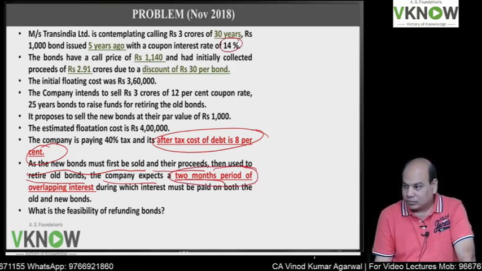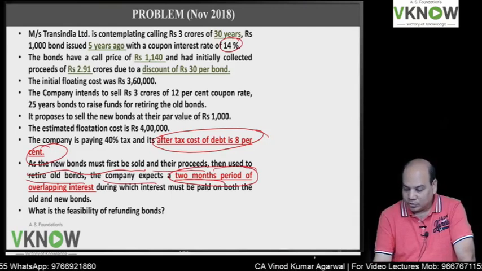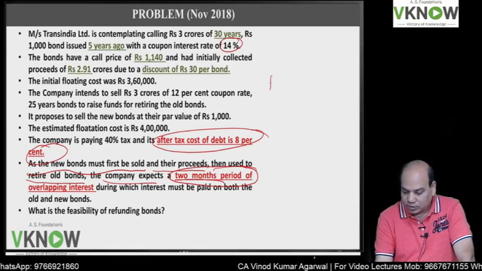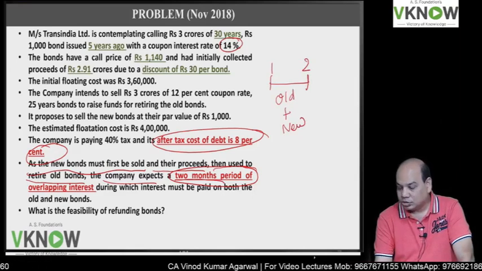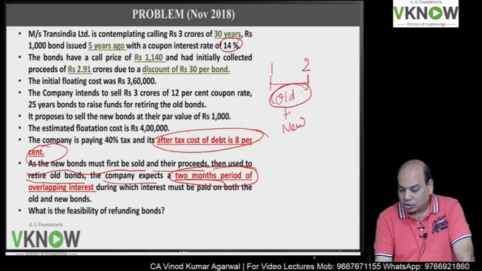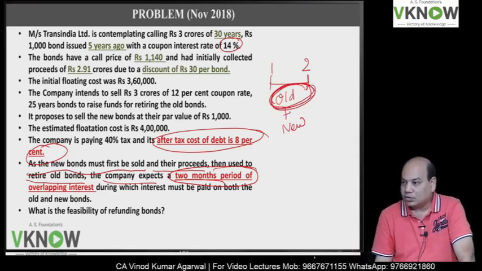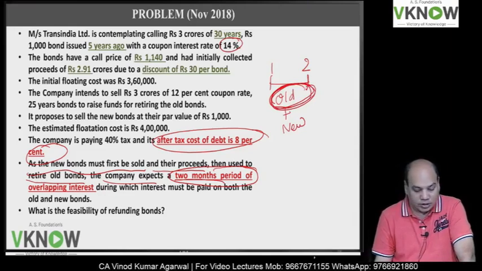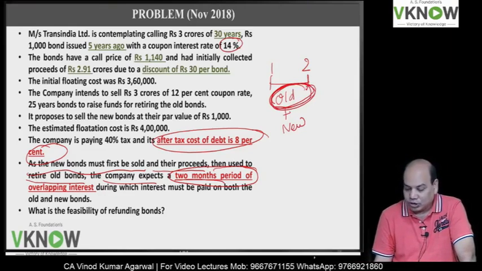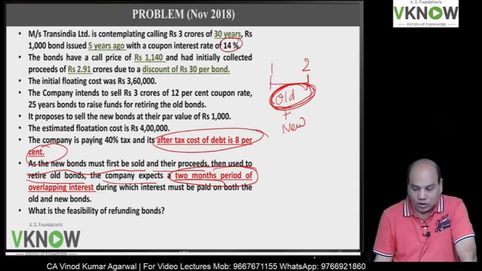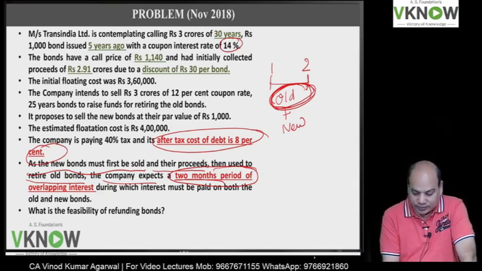Overlapping interest means for the first month and second month, you have to pay interest on the old bond also, and you have to pay interest on the new bond. So this is my cost. 2 months interest on the old bond is also my cost. But interest is a tax deductible expenditure. So therefore, we will also consider tax shield on interest.